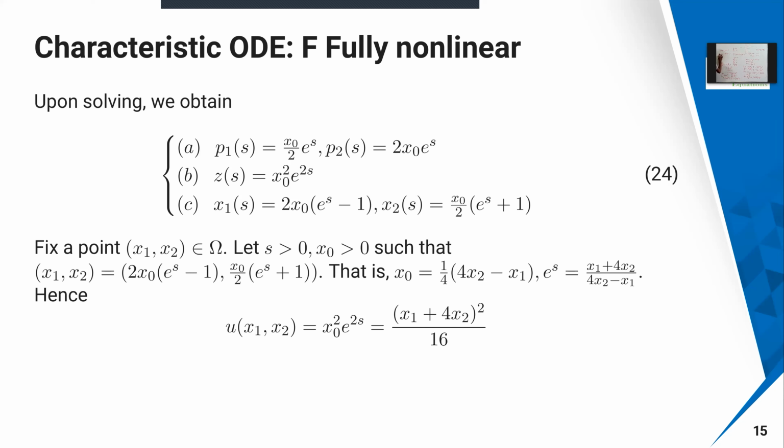So I'm going to choose my x equal to this one and y equal to x naught by 2 e power s plus 1. If I just multiply them together, then what you are going to get? You are going to get x naught. So if I just calculate this one, I can calculate my x naught here. I can multiply this by 4, then this is going to become 2 times x naught.